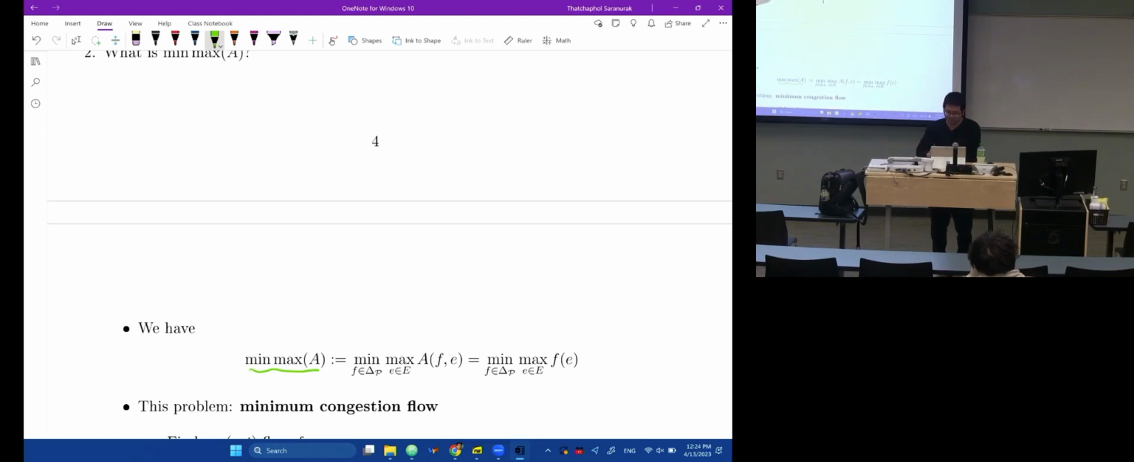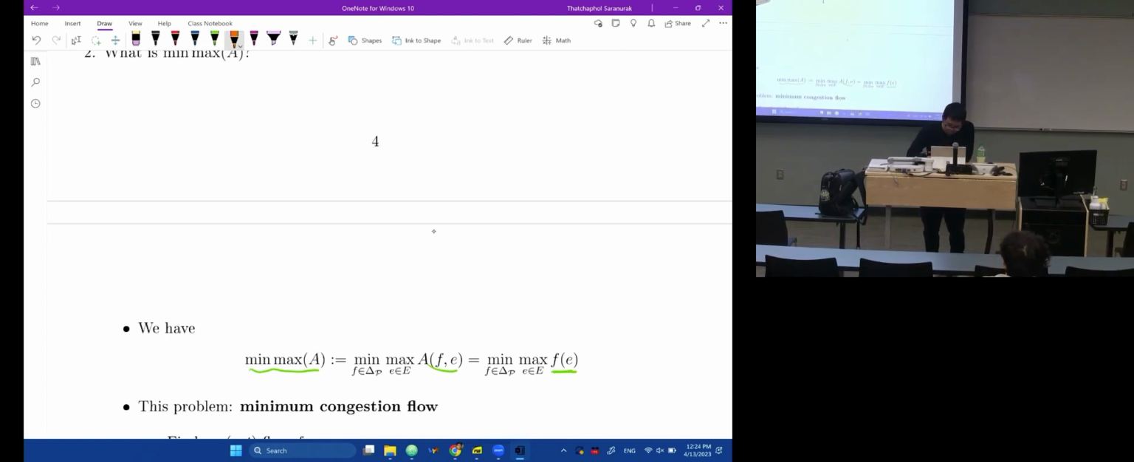How do we even interpret this? What is this, right? So let's see. You can also write it down like this. A of FE. I claim that this is just the total value of the flow on the edge E. I claim. So let's see why. We can calculate this.